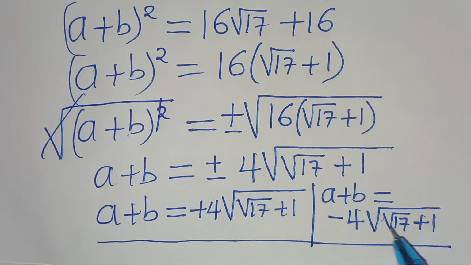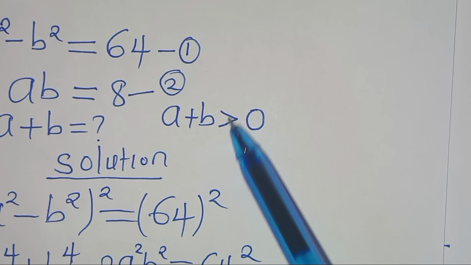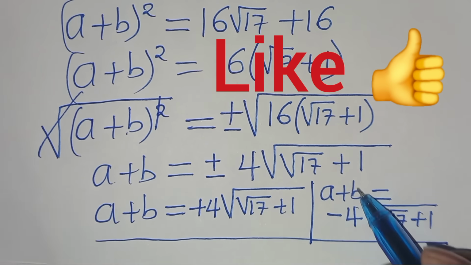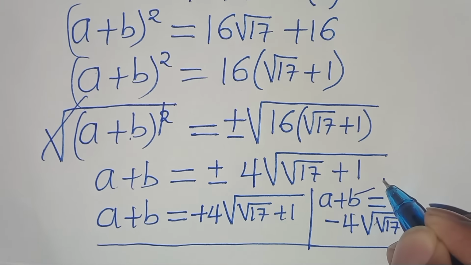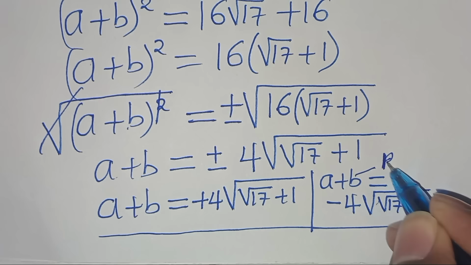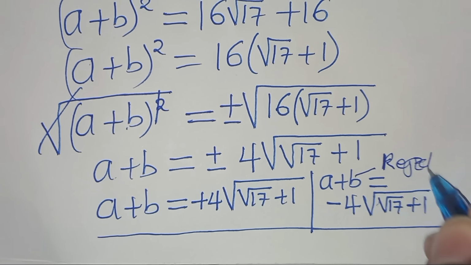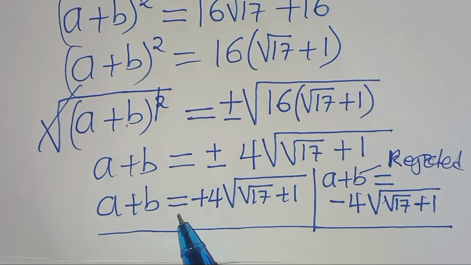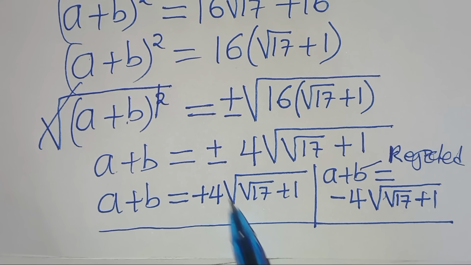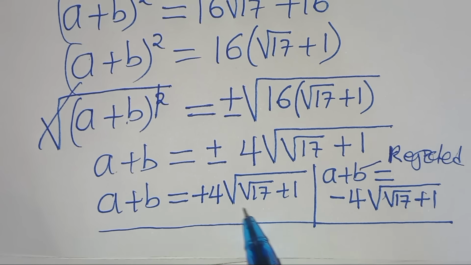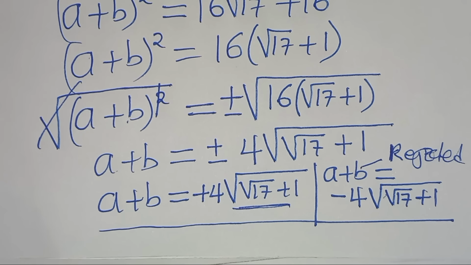But now, given that a plus b is greater than 0, this implies that the second a plus b, this part is rejected. So you only have one solution here, that is a plus b is equal to plus 4 square root of root 17 plus 1.